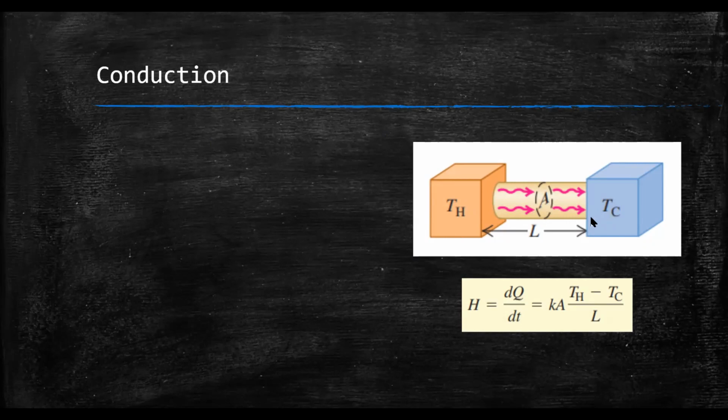When a quantity of heat Q is transferred through the rod in a time t, the rate of heat flow is Q over t. This rate we call the heat current. We denote the heat current as H.